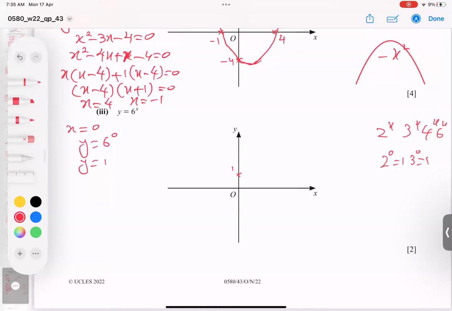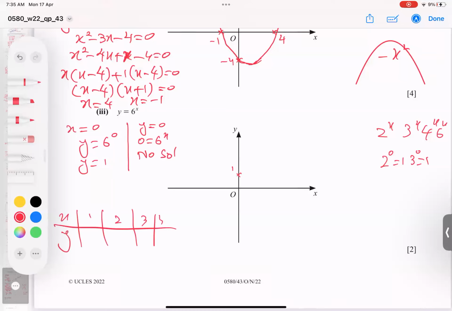Okay. But the problem is that when I plug in y = 0, 0 is equal to 6 to power x has no solution, because we can't bring x down in our O-level syllabus. We can't bring x power down. So it means I have no choice except one choice left only. Plug in some values, for example, plug in 1, 2, 3, 4. 0 I plugged in already, and that is giving 1 for sure.